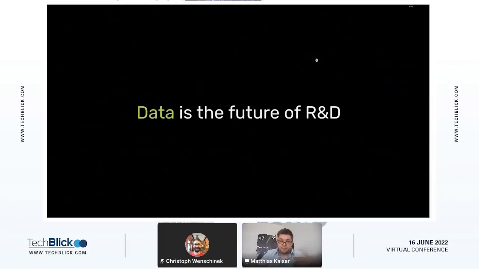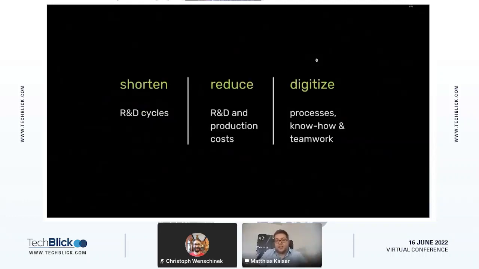The answer to all of this is basically data. Data science, machine learning, and all the good things you can do with data is the answer to that. And that can lead to shortening of R&D cycles. It can lead to a reduction of R&D and production costs later on. And if you do it right, it digitalizes not just your processes and your data, but also your know-how, your teamwork, and basically the knowledge base that your company is building.